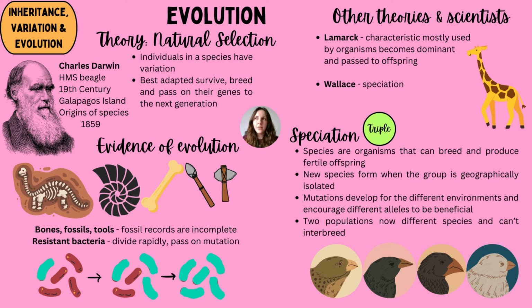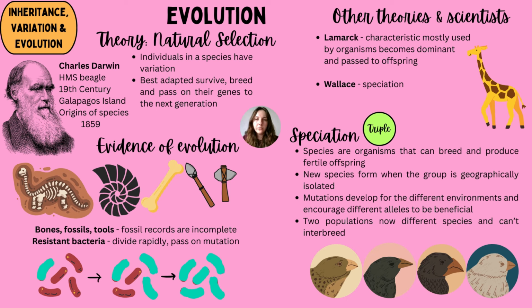Other theories and scientists related to this include Lamarck, who had the idea that characteristics mostly used by organisms become dominant and passed on to offspring. However, Wallace more agreed with Charles Darwin. He had this idea of speciation, and they both actually collaborated on this idea of natural selection.